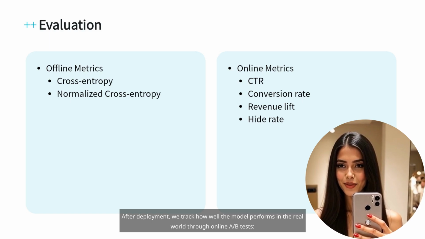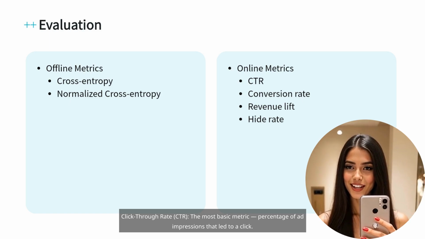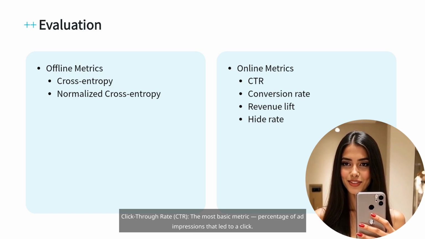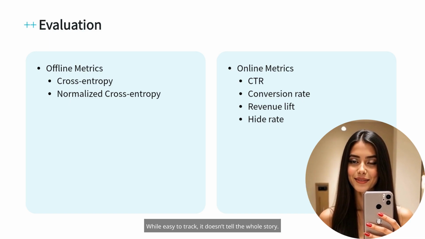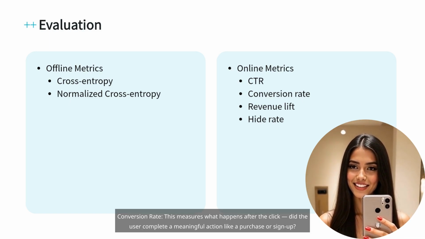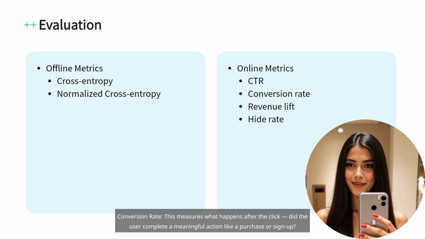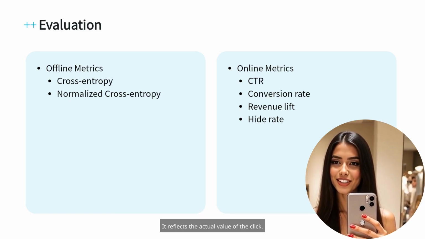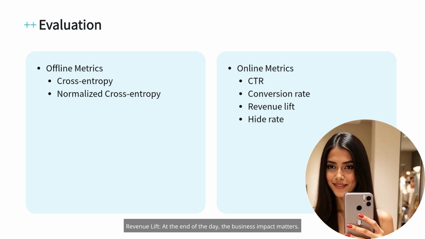Online metrics: after deployment, we track how well the model performs in the real world through online A/B tests. Click-through rate, CTR, is the most basic metric: the percentage of ad impressions that led to a click. While easy to track, it doesn't tell the whole story. Conversion rate measures what happens after the click. Did the user complete a meaningful action like a purchase or sign up? It reflects the actual value of the click.